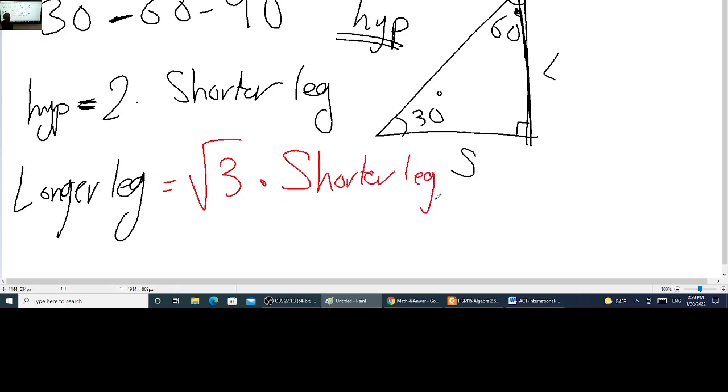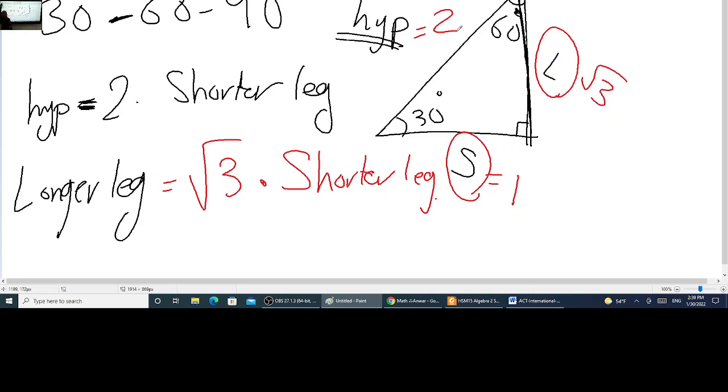Okay? So if the shorter leg is 1, then the longer leg is the square root of 3 and the hypotenuse is 2. So 1, square root of 3, 2.